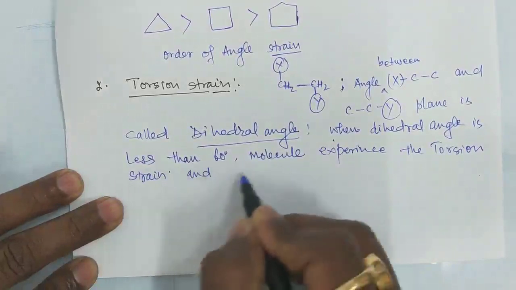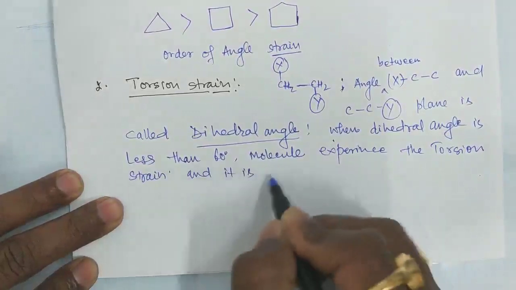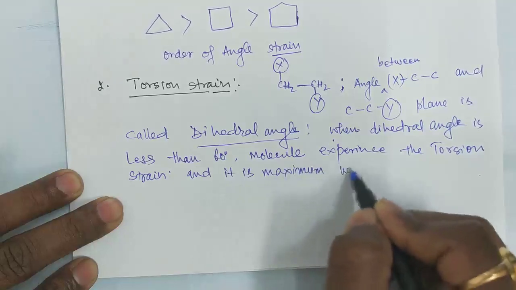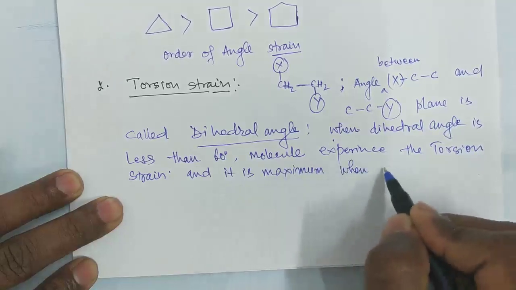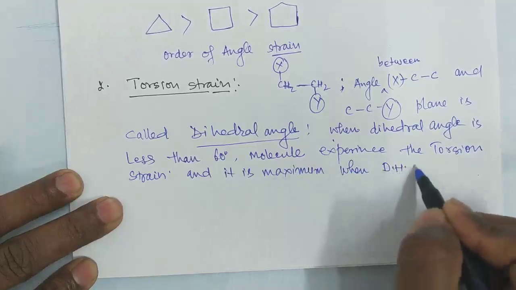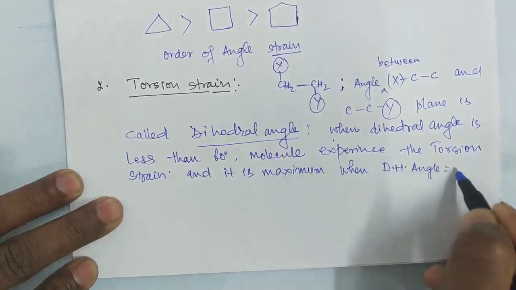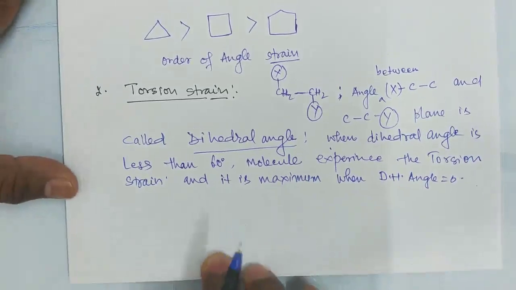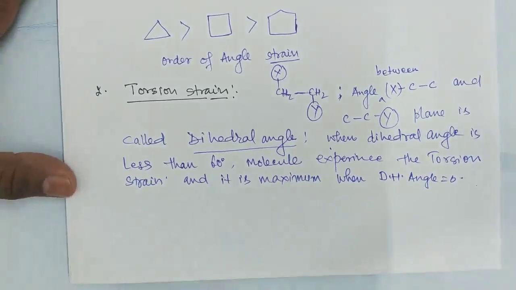And it is maximum when dihedral angle is equal to 0. So cyclic molecules, in all cyclic molecules, these two strains are very common.